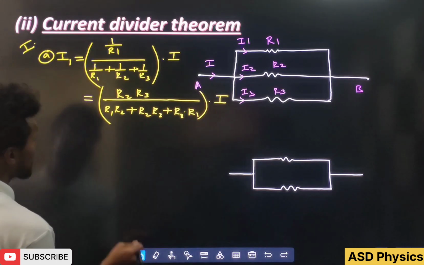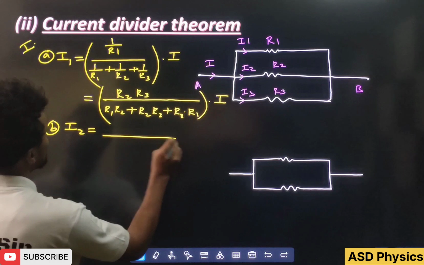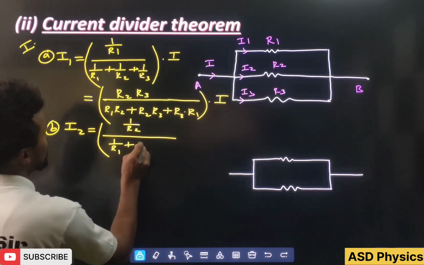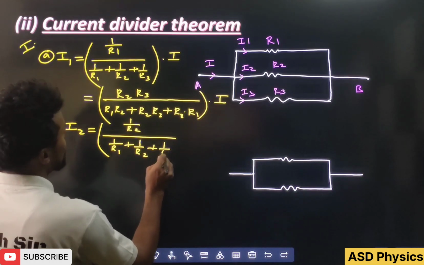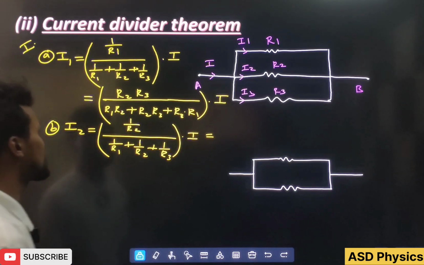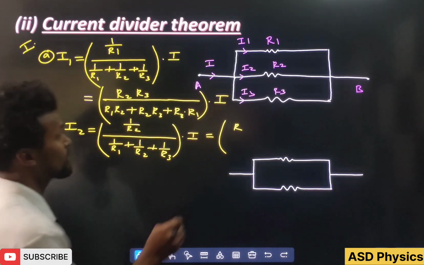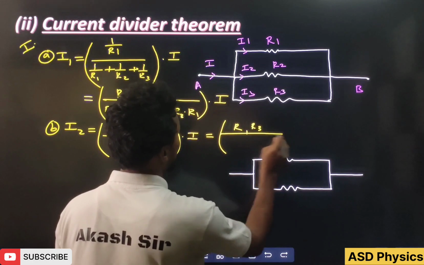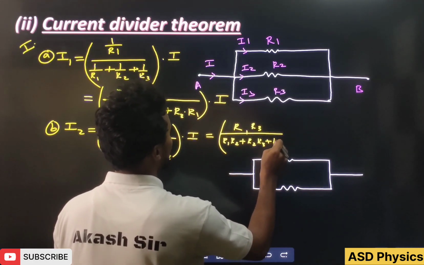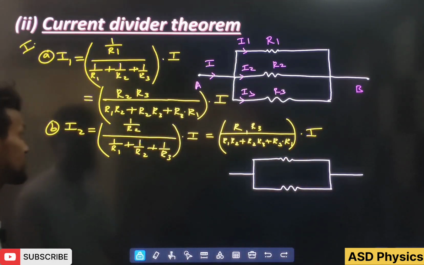After that, students, if we write for the second one, what will be the I2 in the same way? Students, can you see here? I2 will be 1 by R2 over 1 by R1 plus 1 by R2 plus 1 by R3, into I. Even if we simplify, what will this become? I2 will become R1 R3 by R1 R2 plus R2 R3 plus R3 R1, and here into I. Very great.